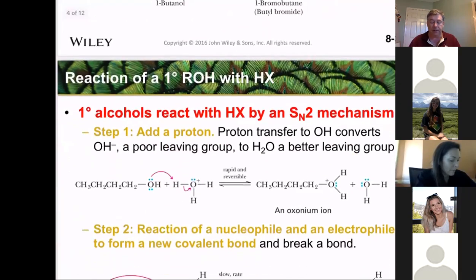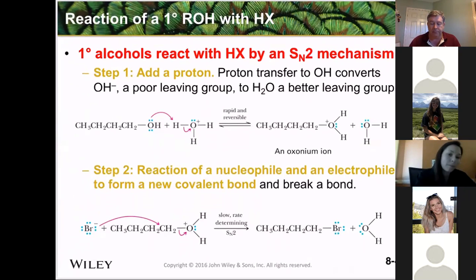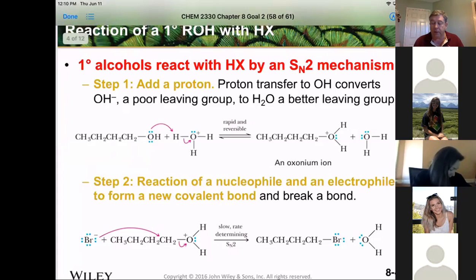So let's look at that in a little more detail. If we're looking at that primary alcohol, and we're hitting it with an acid, the first step in this SN2 reaction is to make a better leaving group. Remember, OH minus, the hydroxide, is a poor leaving group because it's a very strong base, okay? So to make it a good leaving group, we use the acid portion of the HBr or HI to protonate the alcohol. Once we protonate the alcohol to get that oxonium ion, we now have a good leaving group.